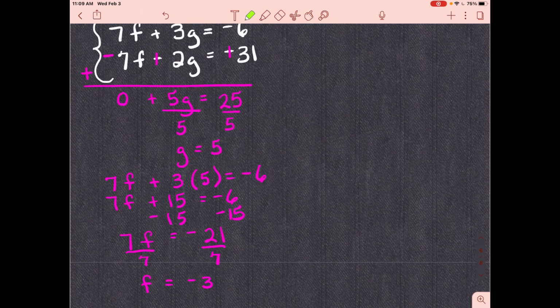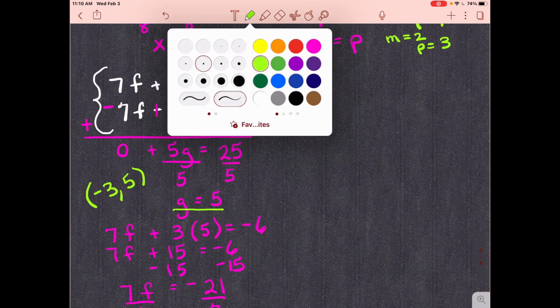My answer: A, B, C, D, E, F, G. So we're going to put F first and then G, or when in doubt, just list them. G equals 5 and F equals negative 3. All right, let's go ahead and do another one.